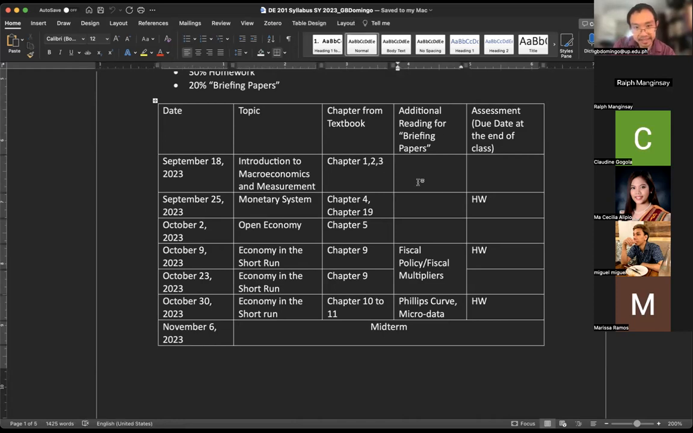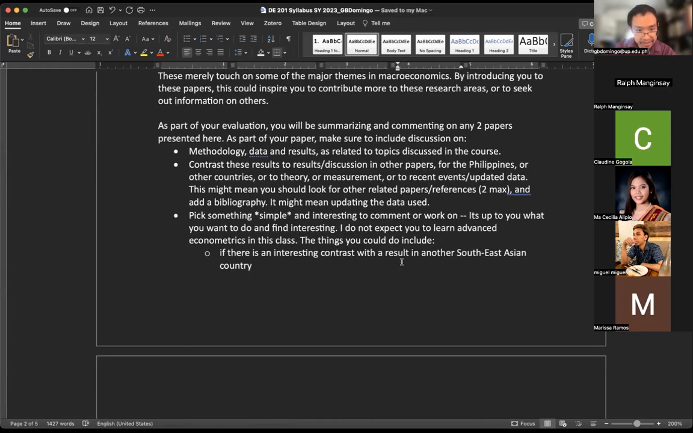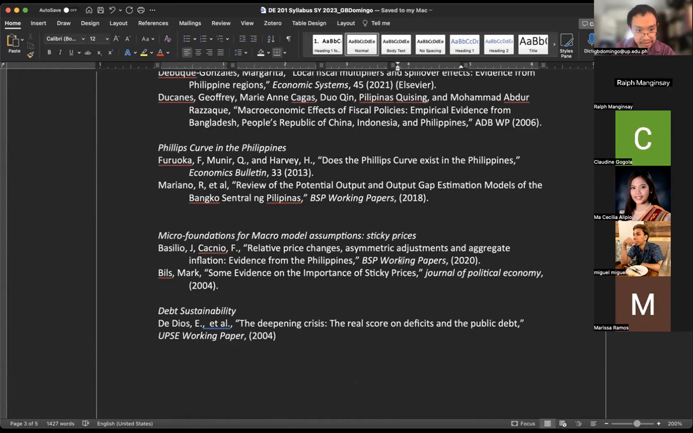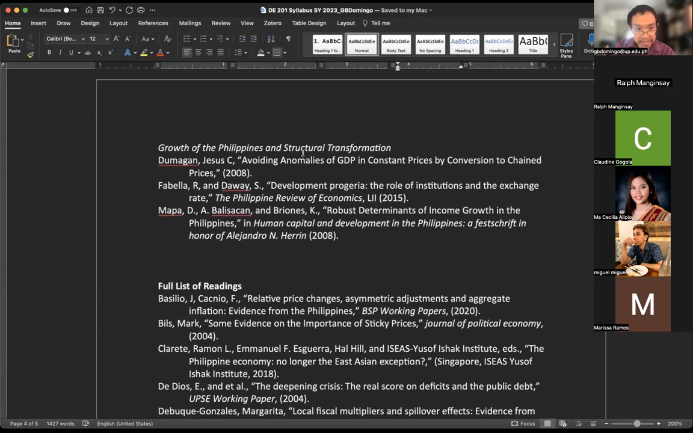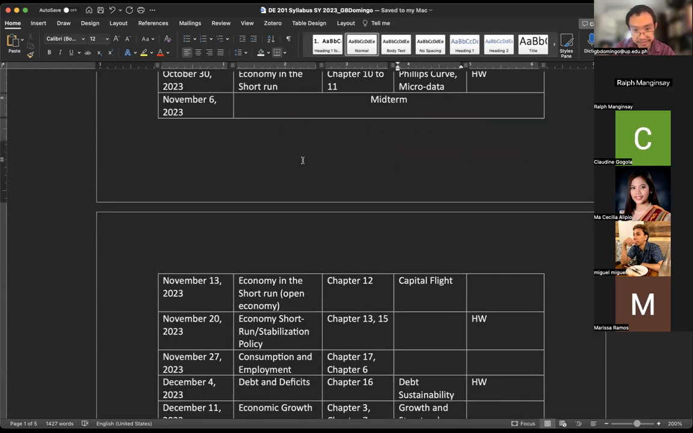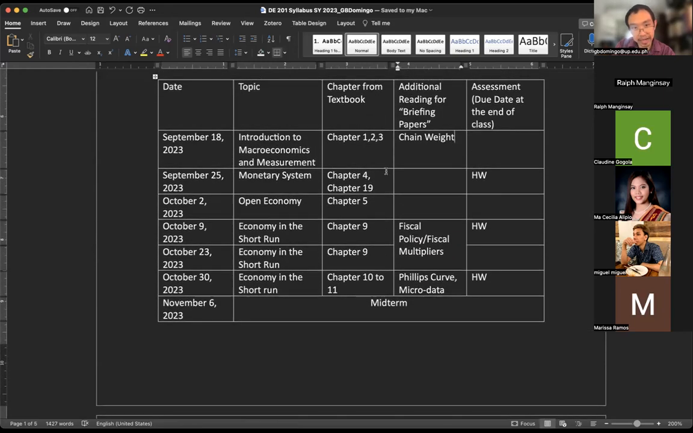Oh, I should really add this. Okay, I'm going to update some of this DE stuff just to make sure everything is connected. Chain root, Marisa. Oh, here we go. Kasi growth of the Philippine structural transformation. Right. So Dumagad's paper is already down there. But I'm expecting you guys to do a chain weight paper or to have read the chain weight paper by next week.